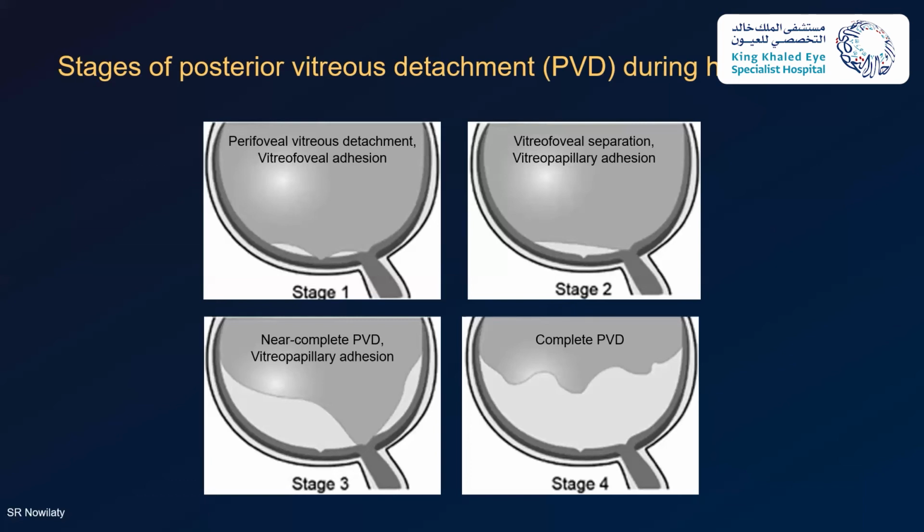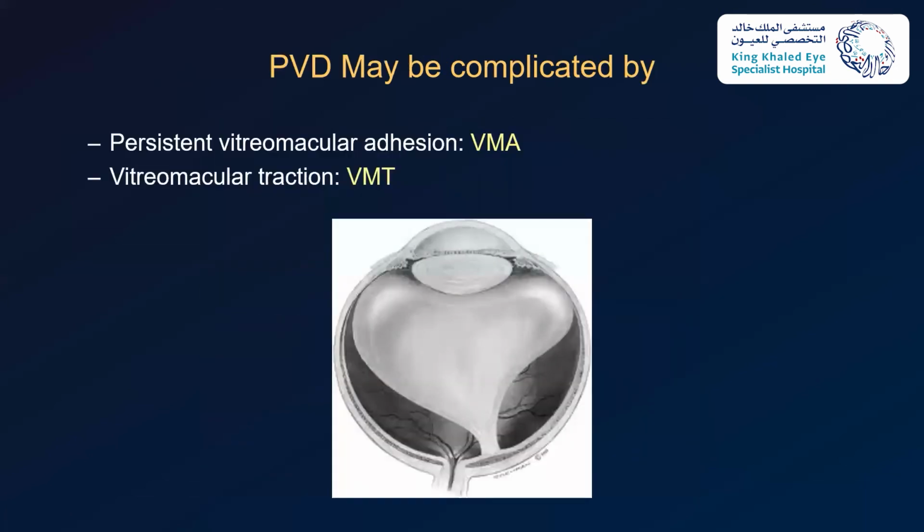You make it the white string, and the vitreous gel is in the front of the eye, and here is just the clear fluid. So this is the normal aging process. Now, this PVD may be complicated by a persistent adhesion of the vitreous to the fovea.